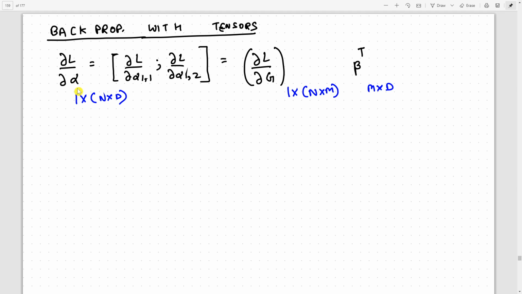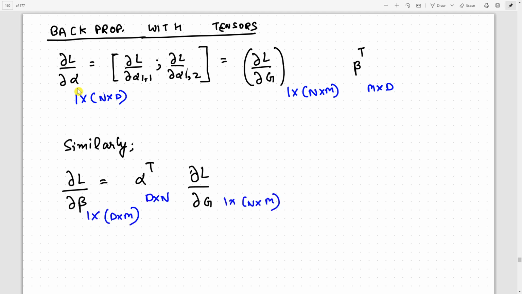and this seems to be again a lot of maths just to get the simple thing, that if you already know del L by del G, then if you're trying to compute del L by del alpha, it will be of the following format: del L by del G times beta transpose. And in similar lines, we can also compute del L by del beta.